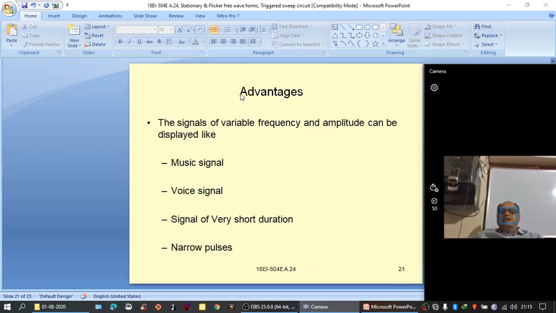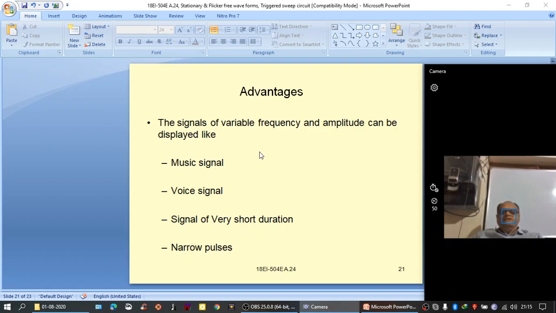Now, what are the other advantages of the triggered sweep circuit? One is it produces a flicker-free waveform. Apart from that, signals of variable frequency and amplitude can be displayed, like music signals, voice signals, and signals of very short duration and narrow pulses. So all these types of signals can be analyzed or visualized on a CRO screen using the triggered sweep circuit.